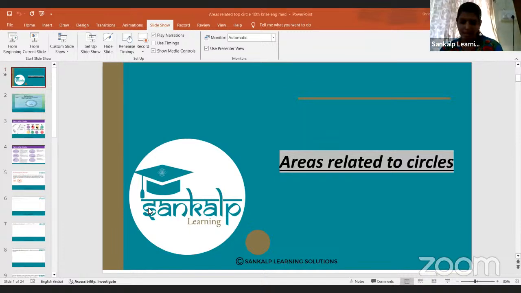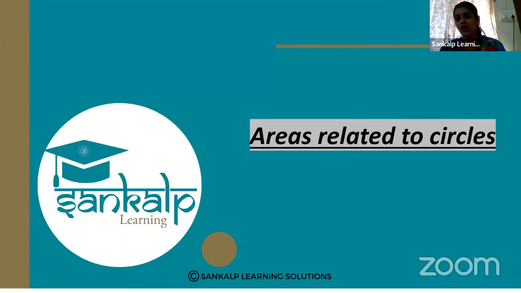Today, we will start the chapter areas related to circles. Already you learned about these circles. In the last session, you learned what we mean by circles and the concepts related to the circle, what is secant, what is tangent, and also the theorems related to circle, right? So today, in this class, we are going to study the areas related to circle.